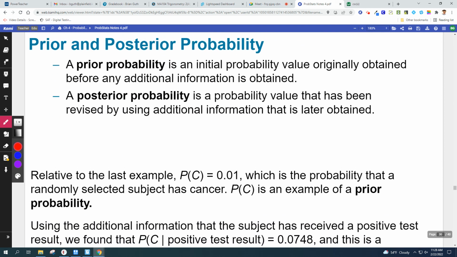Prior and posterior probability. A prior probability is an initial probability value originally obtained before any additional information is obtained. Okay, this is probably, when you think about probability, this is probably what you think about. Posterior probability is a probability value that has been revised by using additional information that is later obtained. Okay, posterior, something about information that's obtained later.